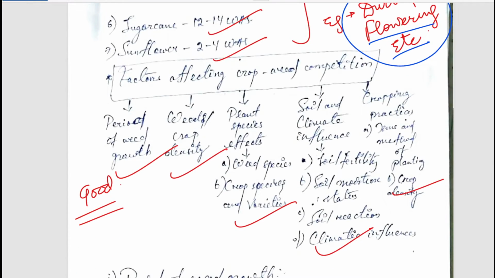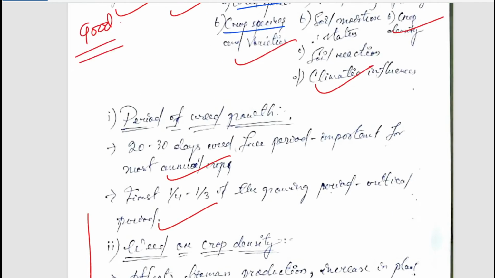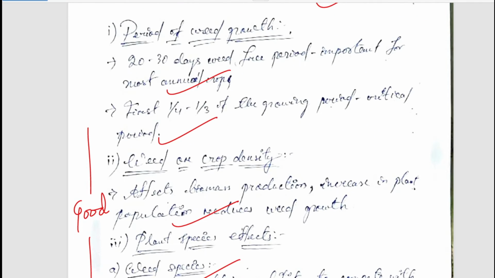Now, what are the factors affecting crop weed competition? Obviously, there are various factors: persistence of weeds, weed and crop density, plant species effect, that is, what kind of weed species it is and what kind of crop species it is. So all these factors affect it. Soil and climate influence is there. Okay, cropping practices, when we are planting the crop, what is the crop density? So all these things affect it, and those factors have been explained a bit. You can simply pause and read it if you want to.